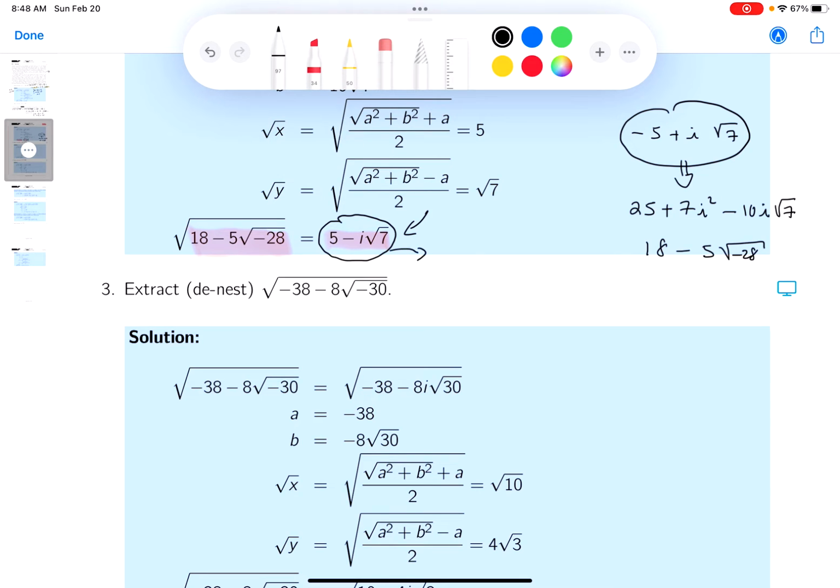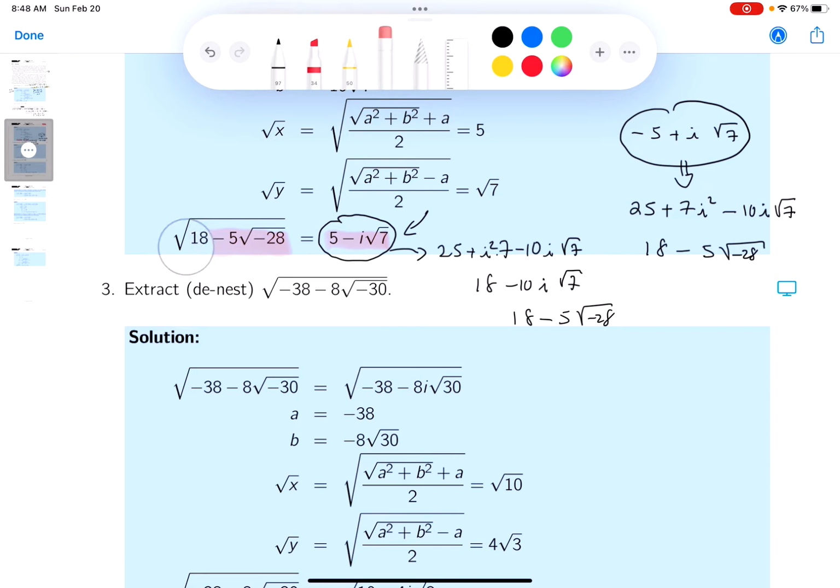If you square this one, what do you get? 25 plus i squared times 7. And then you would get minus 2 times 5. Whoops, I should write 10 instead, right? And then what do you get? Well, let's see, you get i root 7. Are we getting the same thing? We sure are. We're getting 18 minus 10i root 7. All right, we're getting the same thing each time. This results in 18 minus 5 root minus 28. Right, same thing. All right?